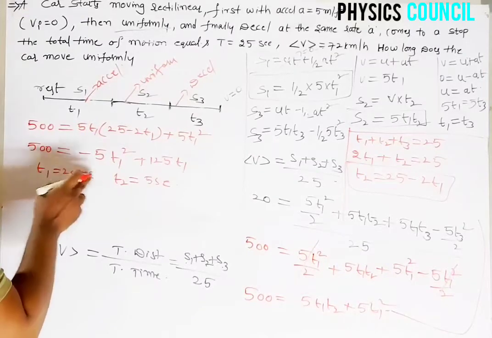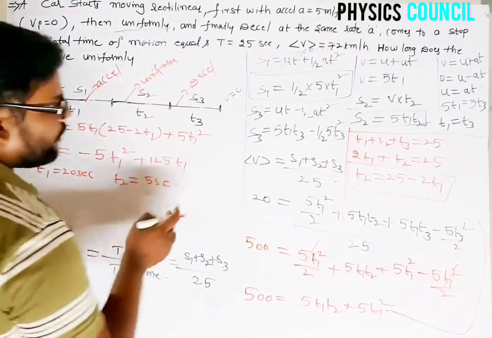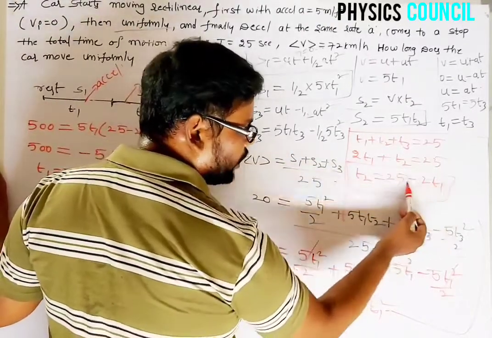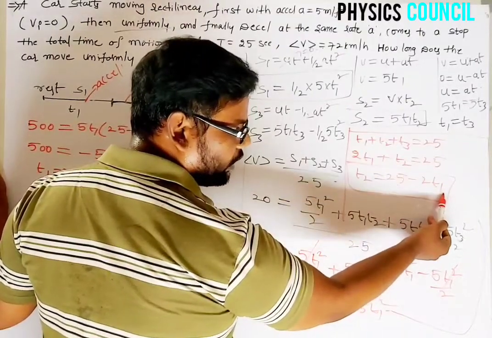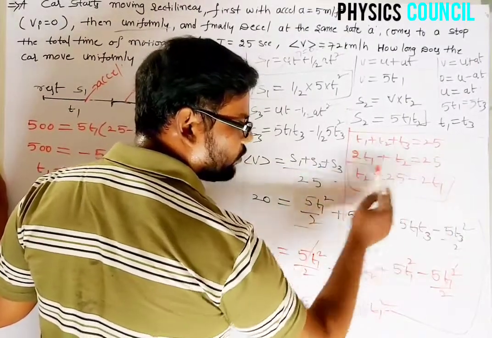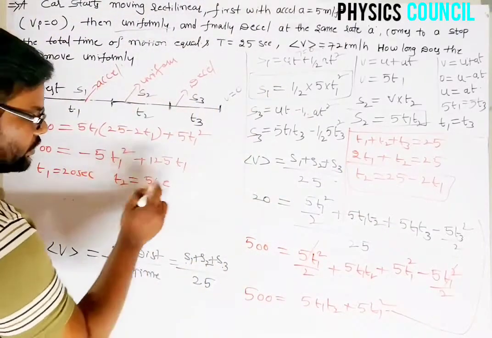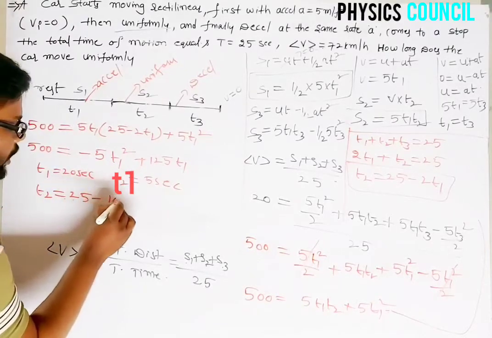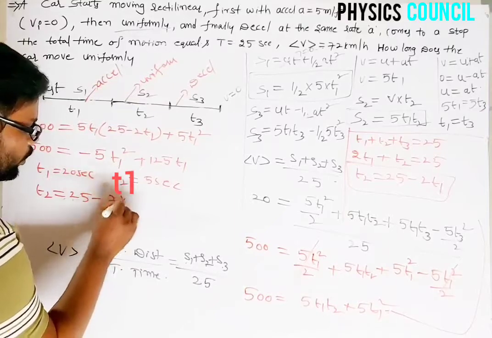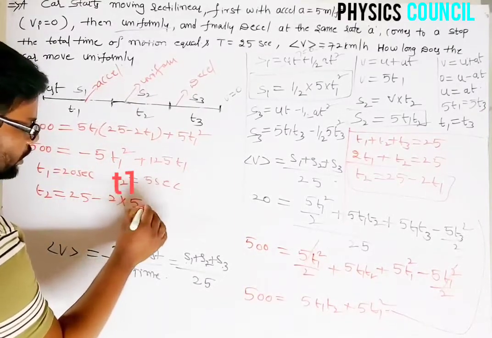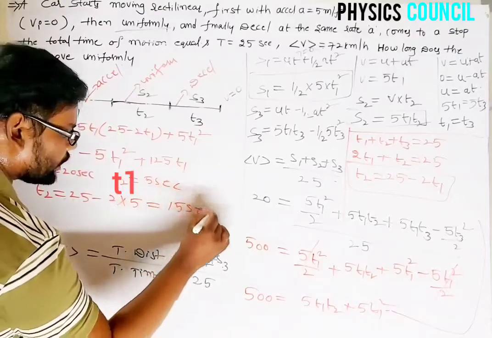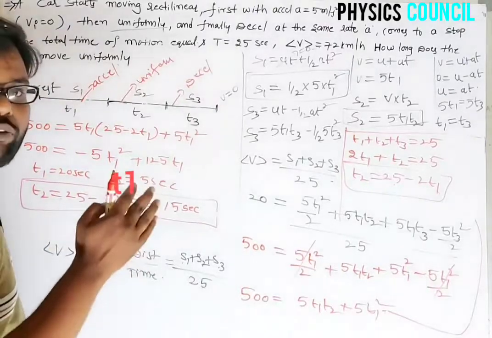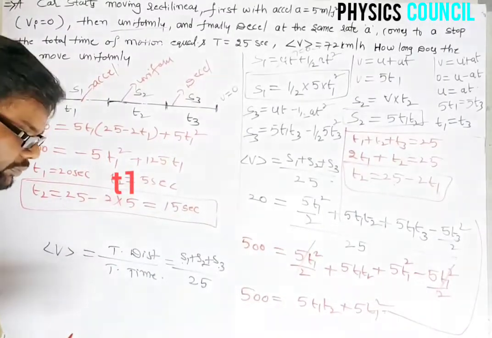So we can say t1 is not equal to 20 seconds. Why? Because 25 minus 2t1, if you place the t1 value as 20, we will get 25 minus 40, which is not suitable. So that's why t1 is equal to 5 seconds we can say. So now t2 is equal to 25 minus 10, so 2 into t1, which is 5, that is equal to 15 seconds we can say, right? 15 seconds the car moves in uniform motion, isn't it? So take a screenshot.